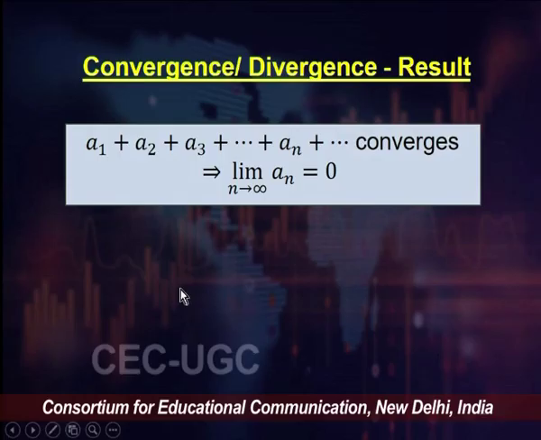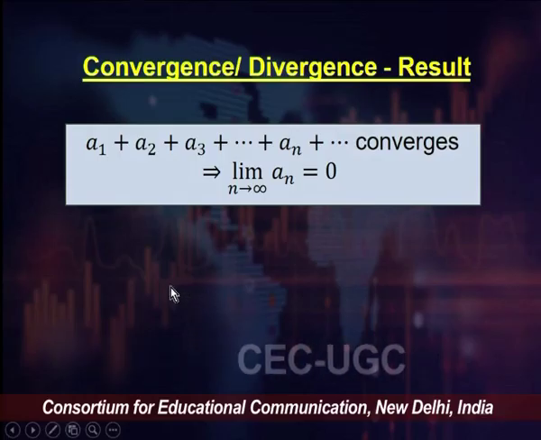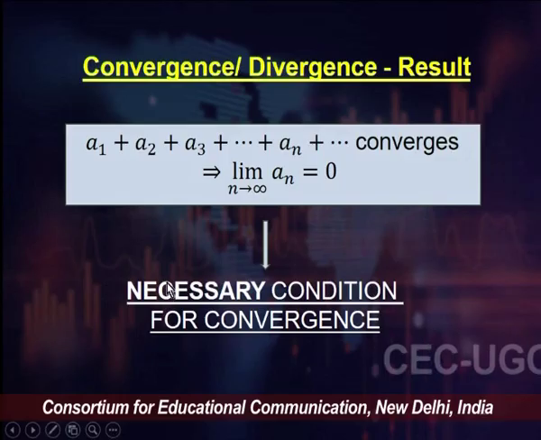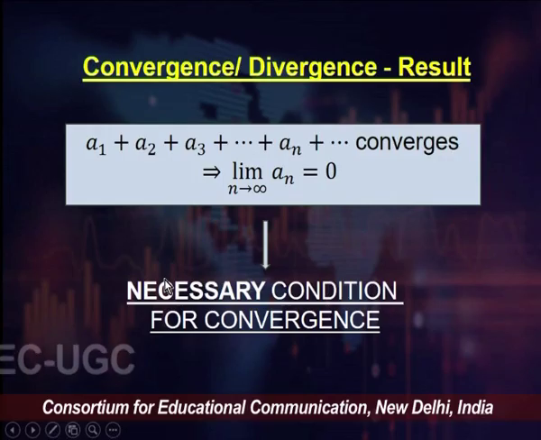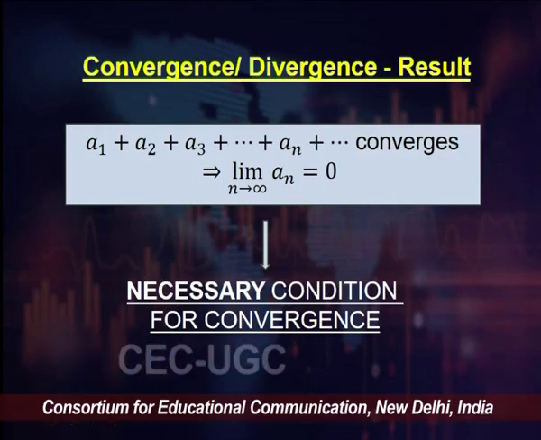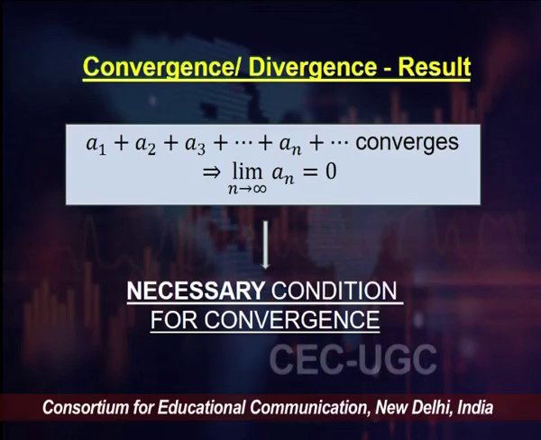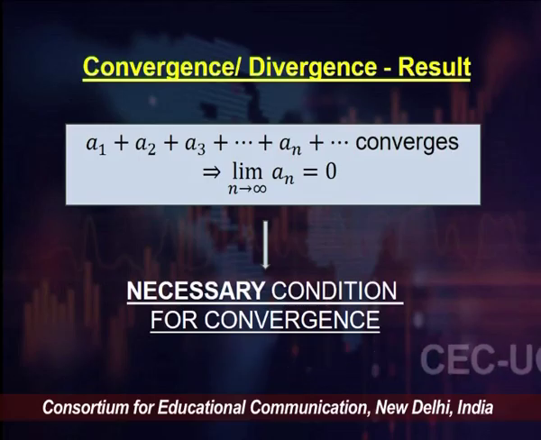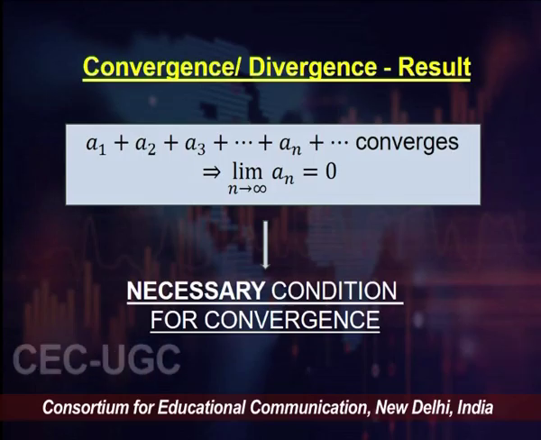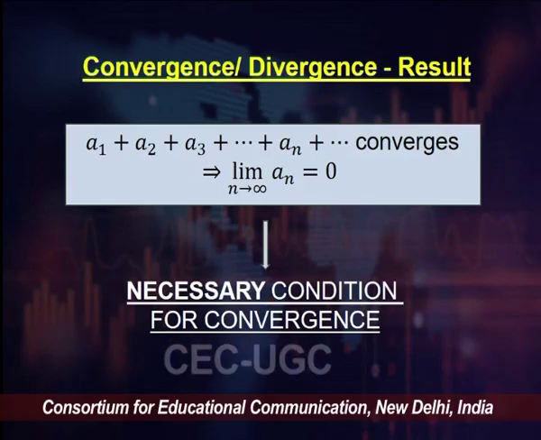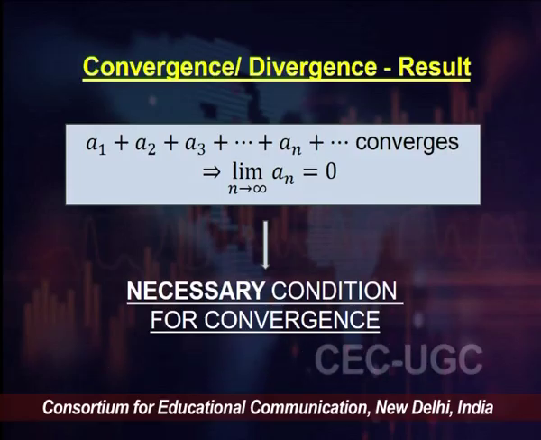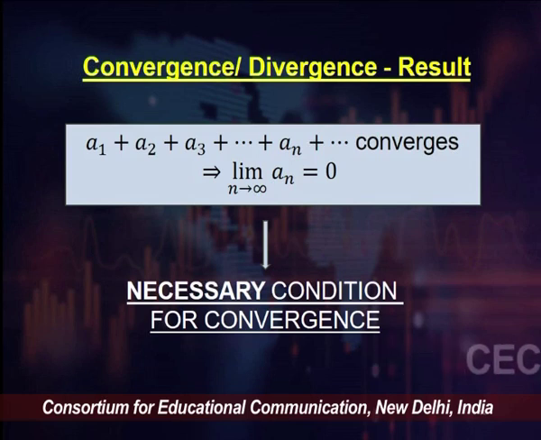Now, note here, and this is a part of your understanding from the section on logic also, that the nth term being 0 as n tends to infinity is only a necessary condition for convergence. What we are saying here is that if the infinite series converges, then it must necessarily be true that the nth term tends to 0.